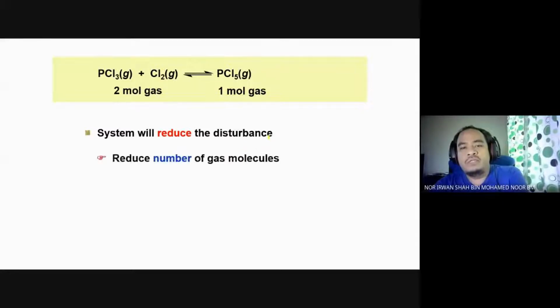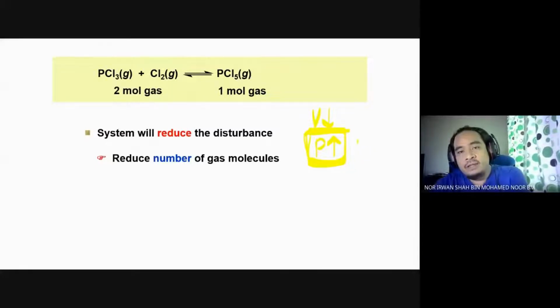Since right now the volume decreases, and when volume decreases, pressure increases, this is what the system is going to do. The system will decrease this increased pressure. So how to do that?